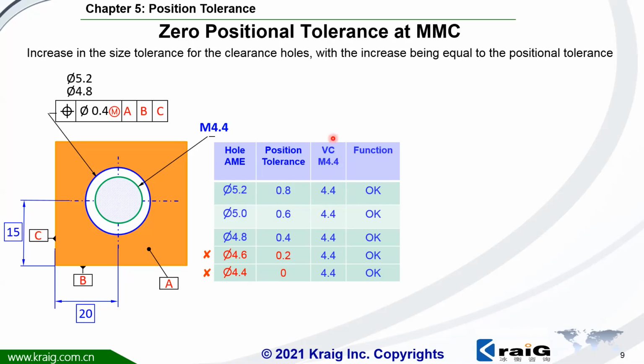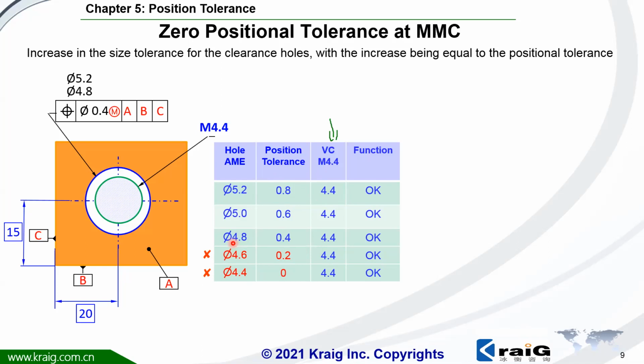So we should focus here. This is the function that we want, the function we should pay attention to. What we need is for the function to be okay. We do not need the position tolerance at a fixed value. The position tolerance is not fixed anymore, but the virtual condition boundary is fixed. It's always 4.4.